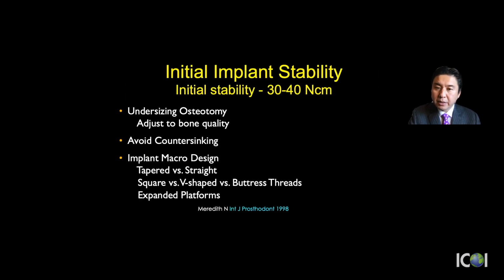So, initial implant stability. You need to have at least 30 to 40 Newton centimeters of initial implant stability to put the provisional on the same day. Okay, so you need to have an undersized osteotomy, avoid countersinking, and also sometimes you need to have the micro design, the tapered versus straight, or the V-shaped, buttress thread design, expanded platform. You always have some ideas and some designs of the implant for getting the initial implant stability.